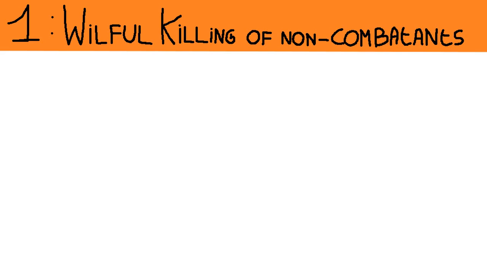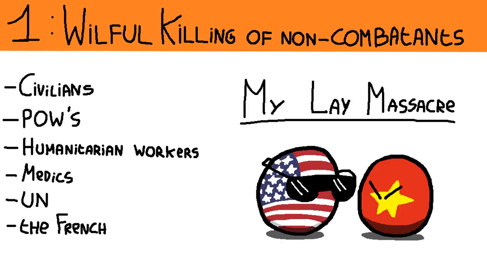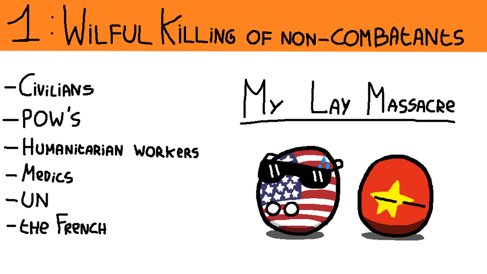Number 1. Willful killing or endangering of non-combatants. Non-combatants include civilians, prisoners of war, humanitarian workers, war medics, UN peacekeepers, or surrendered combatants. A good example of this is the My Lai massacre, when the US Army murdered a bunch of unarmed Vietnamese during the Vietnam War. Neither of them like talking about it very much.